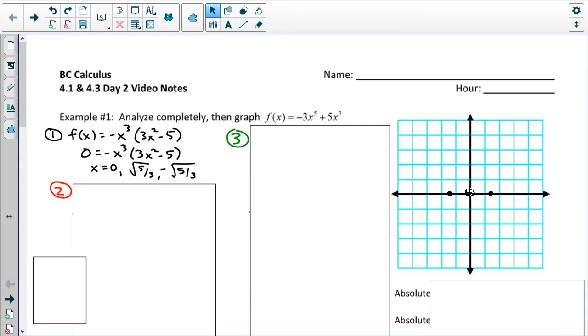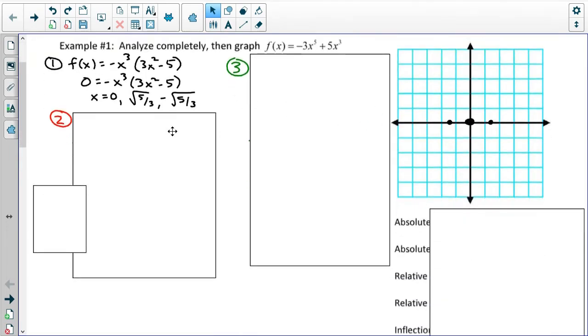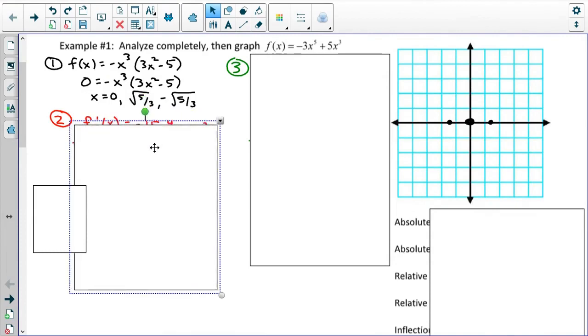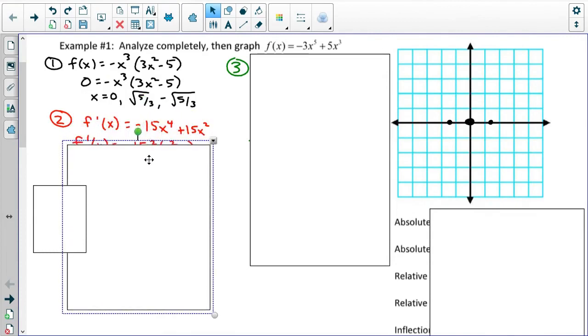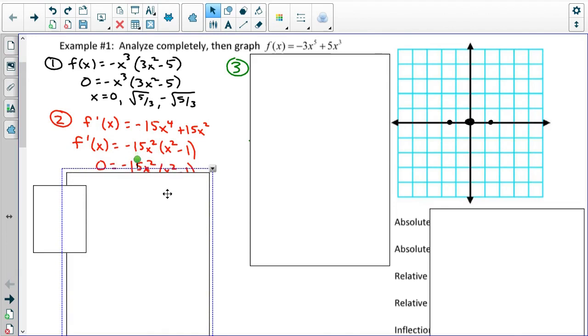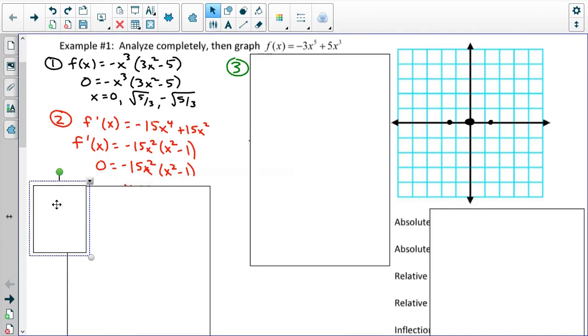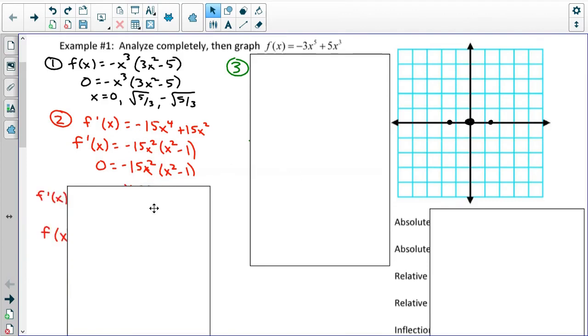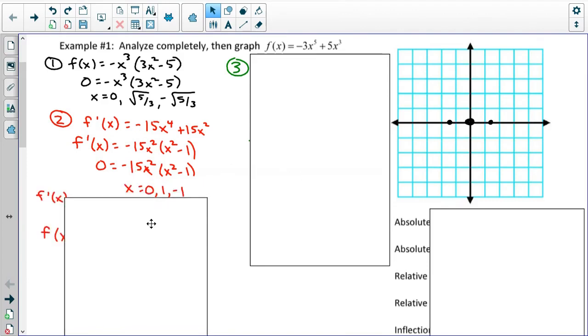Now we're going to take a look at the derivative. And so when we look at the derivative of the function, f prime of x, we just take the derivative, negative 15x to the fourth plus 15x squared. I'll factor out a negative 15x squared. We set it equal to 0. And what ends up happening is we get that the derivative function is 0 at 0, 1, and negative 1.